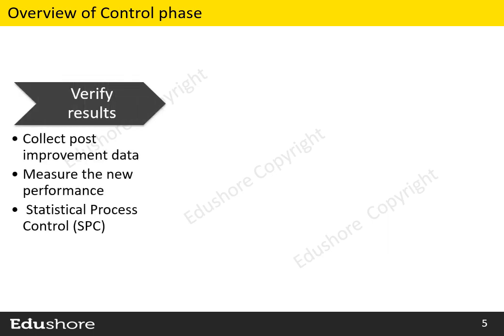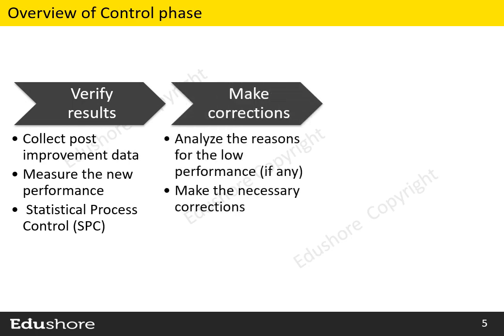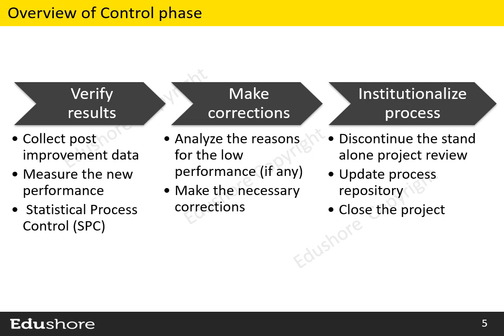In the control phase of a Lean Six Sigma project, we do three broad categories of activities. First, we verify the results of post-improvement. Then we make the necessary corrections if required. And finally, we institutionalize the process. Let us now look at the first set of activities, verifying the results.